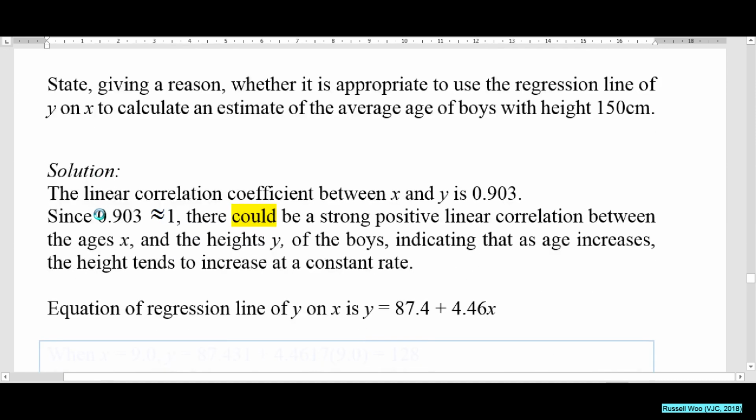So I think that's done. By GC, you will get 0.903. You say that there is a strong linear correlation. So the three words are important: strong, positive, linear. By GC, you will get a regression line. I think that's fine.